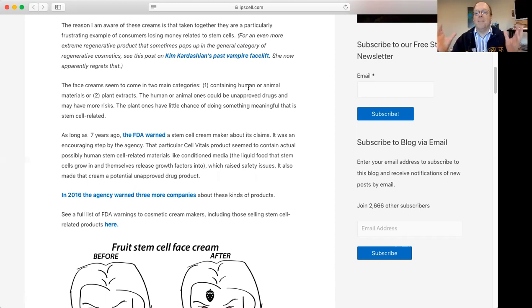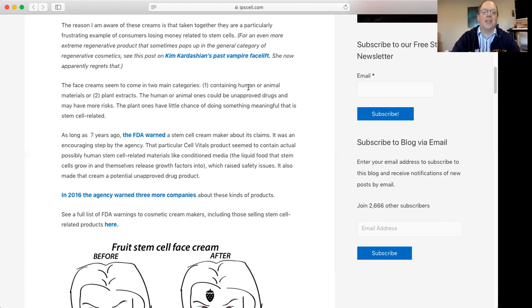So the second and bigger category now are these stem cell face creams that actually have nothing really to do with human stem cells or animal stem cells or anything like that, but they're actually just extracts from plants. And this has really exploded in the last few years. We see these face creams all over Amazon. They're on Nordstrom's. They're just about anywhere you can imagine that you might want to shop for, like even a sunscreen or some other kind of just hydrating cream.